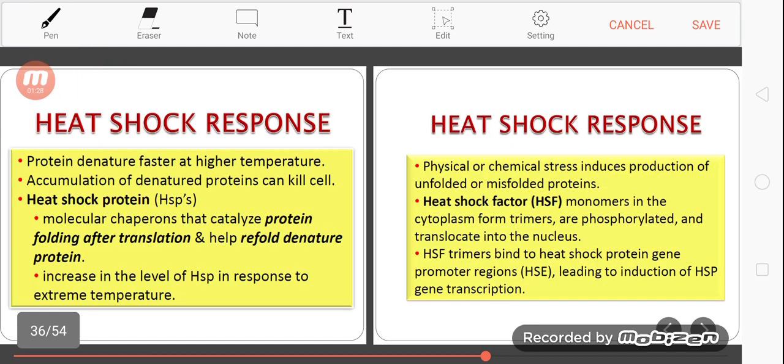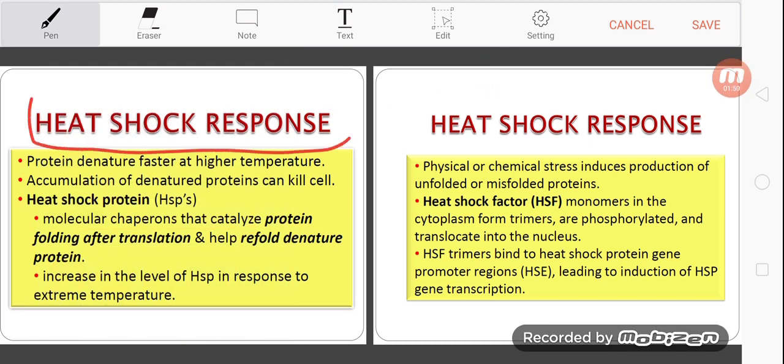So what happens when an enzyme or protein in the cell, in the body, is denatured? There is a regulation system in the cell, in the body. We call it the heat shock response. When protein denatures, faster at high temperature, this accumulation of denatured protein can kill the cell. Too many denatured proteins can cause a damaging effect to the cell.